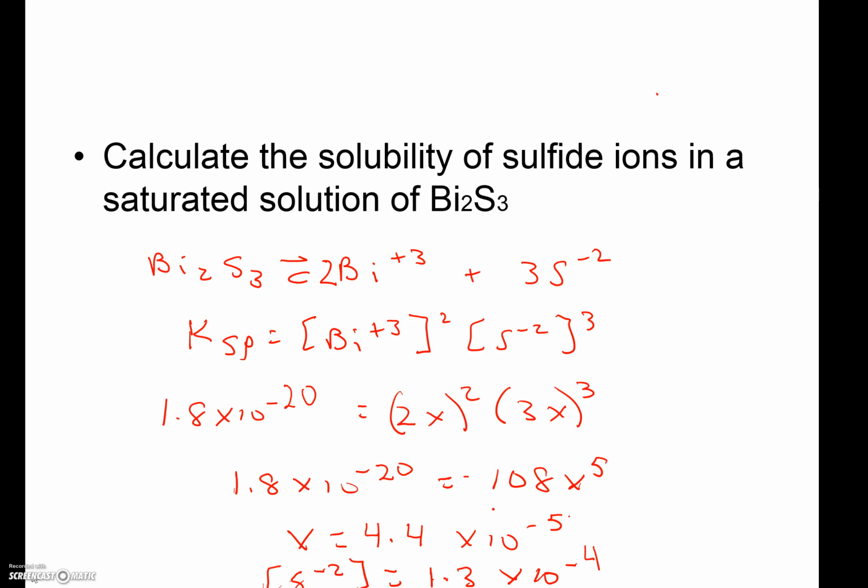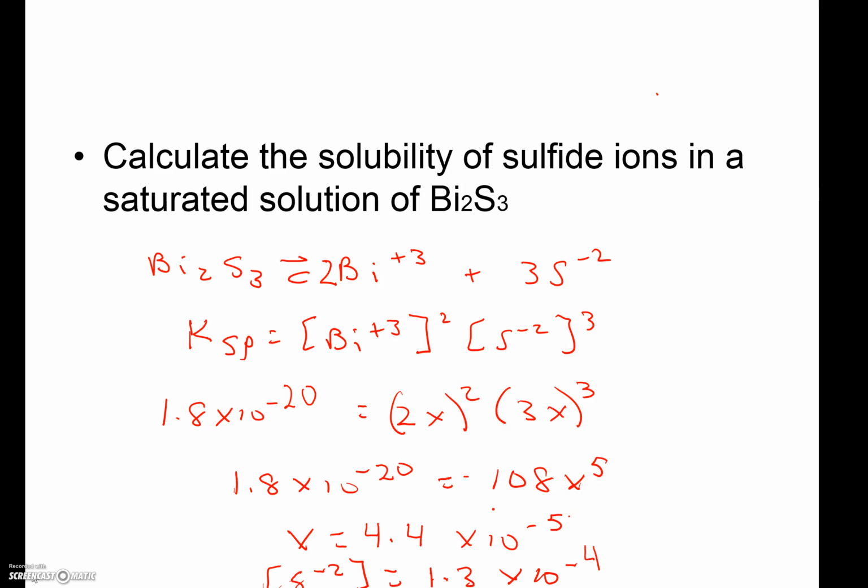First, we take that bismuth sulfide and we break it up into its ions. We balance the equation, so we've got 2 moles of bismuth ions for every 3 moles of sulfide ions. We write our KSP expression, so the concentration of bismuth ions squared times the concentration of sulfide ions to the third. And then we can look up on a table what the KSP for bismuth sulfide is. And when we look at that number, it's 1.8 times 10 to the minus 20. That's telling us that bismuth sulfide is not very soluble in water at all.